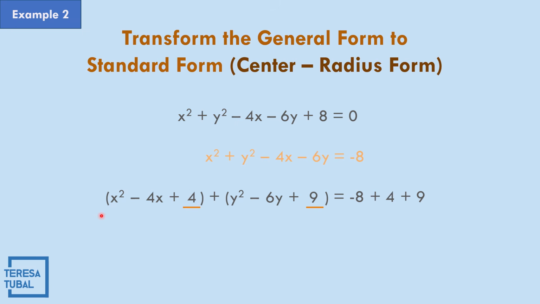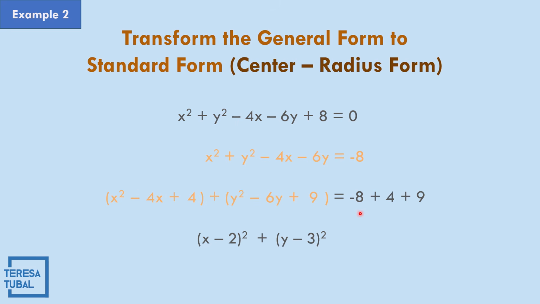So let us get the factored form of the first parenthesis. The square root of x squared is x. Copy the sign of b, minus, the square root of 4 is 2, and then square. Plus, get the factored form of this one. The square root of y squared is y. Copy the sign of b, minus, the square root of 9 is 3, and then square.